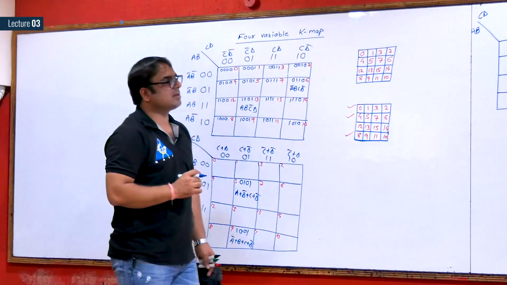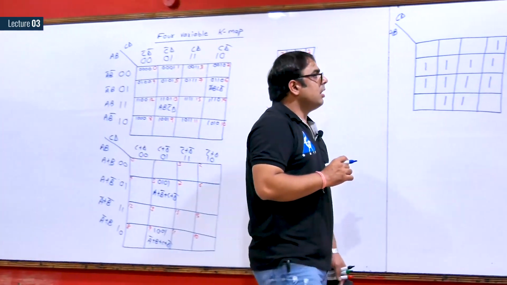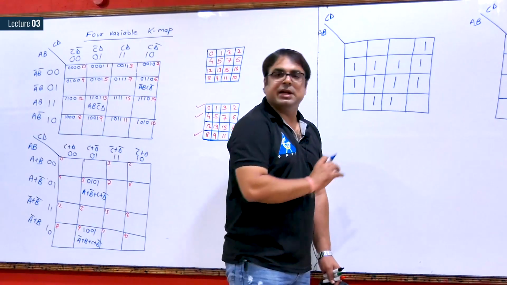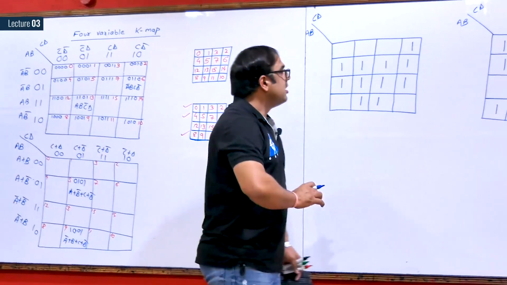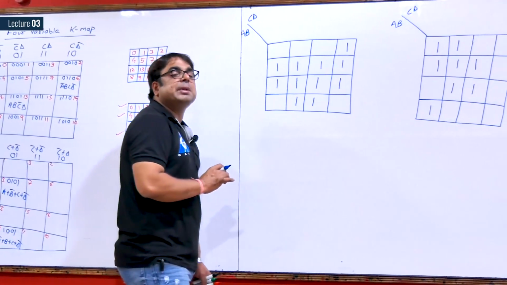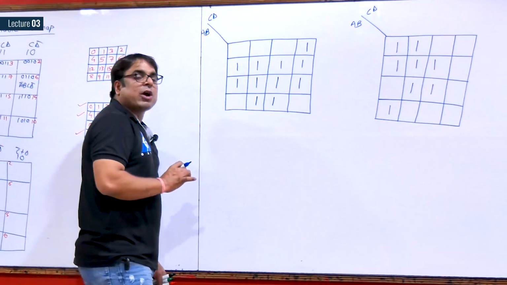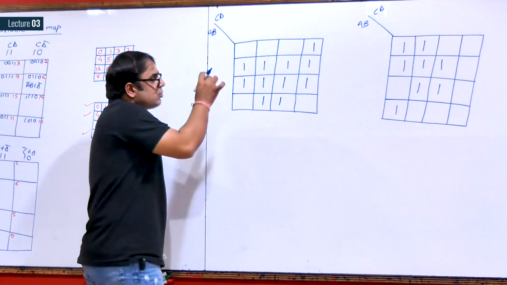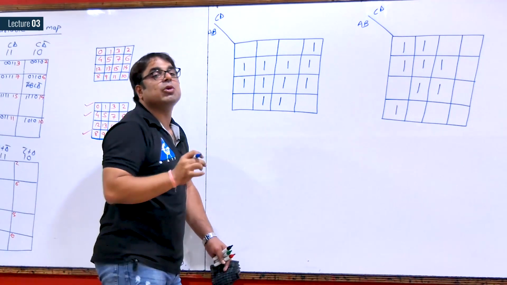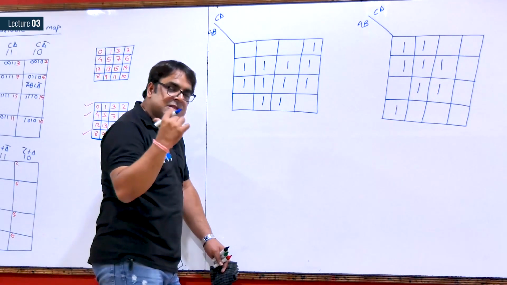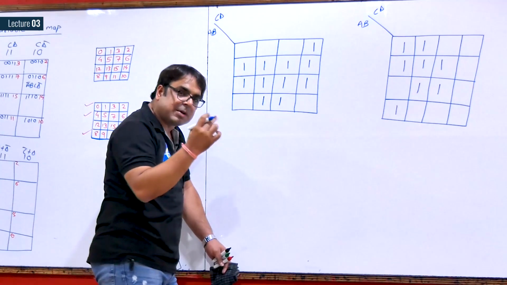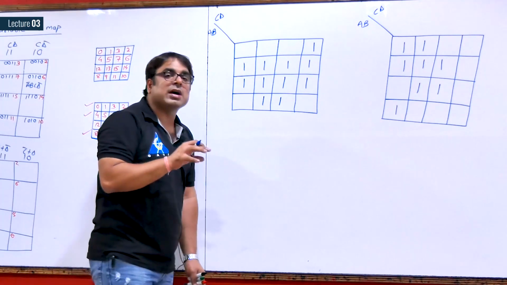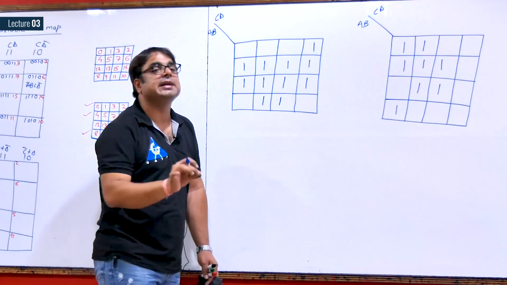Let us practice some questions. I have 2 questions for SOP and 2 questions for POS. First you should be able to complete this structure. I have already made you practice the cell number in the previous discussion, so you are aware of the cell number now. Now I will focus on how to make groups and how to write down the answer.